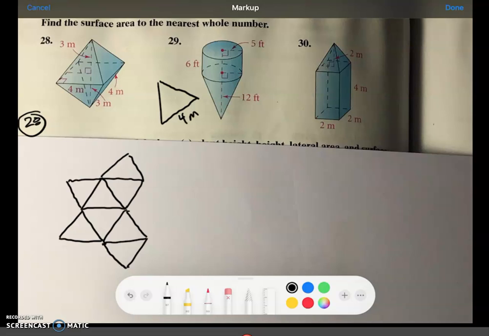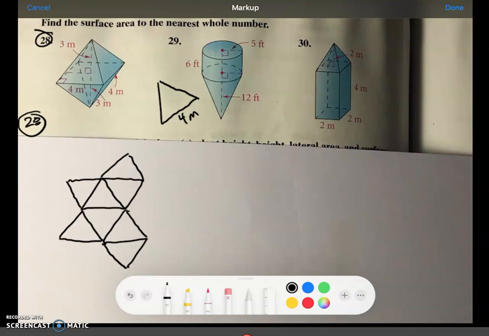Okay, let's look at some of the hard problems here on page 622. I'm going to start with number 28. Find the surface area to the nearest whole number here. 28 is a very strange looking figure. It looks like a pyramid on top of another pyramid, but you're going to figure out the surface area.